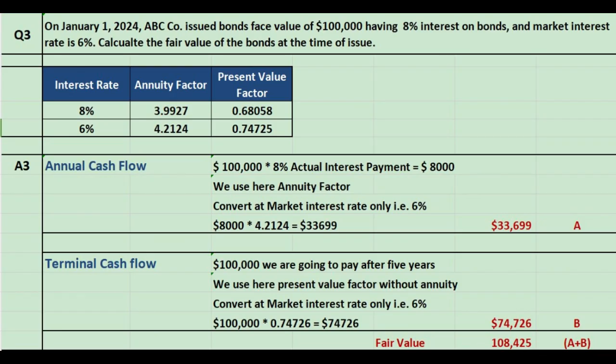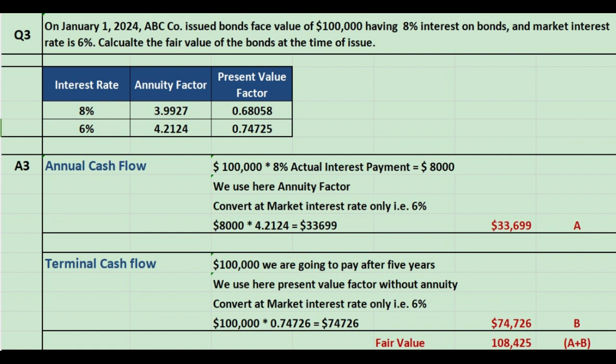Third type of question is when in the question, amount of premium or discount is not given or issue proceeds received from bonds is not given. At that time they ask fair value of bonds or issue amount of the bonds. So we need to calculate fair value or issue amount of bonds. To calculate that, we need to convert all the future cash flows to present using present value factor. Present value factor is always based on market interest rate, which is 6%.